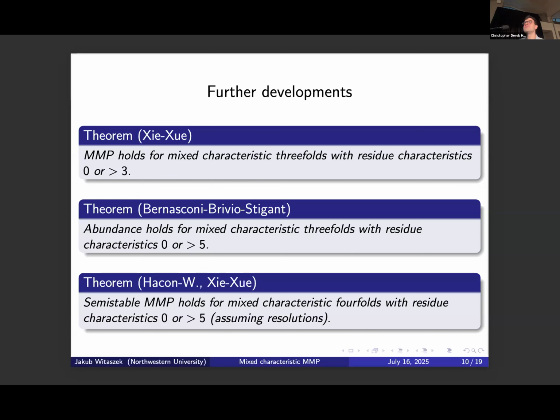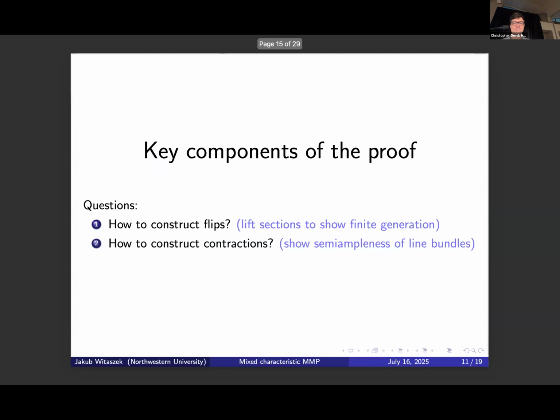Okay, so that's more or less the state of the art currently. What I would like to tell you now is what kind of components went into the proofs of these statements. These are the key components of the proof, and I'm going to talk about them by way of answering the following 2 questions. So these are the key questions.